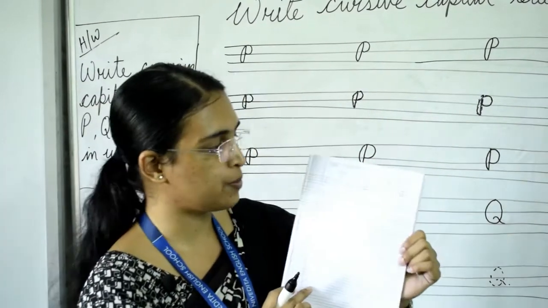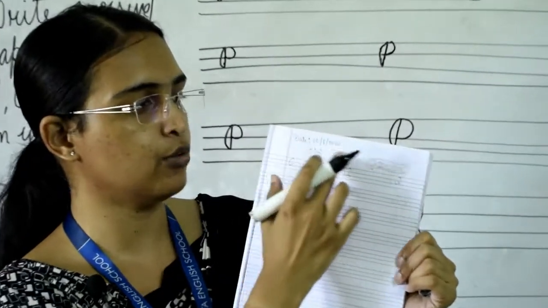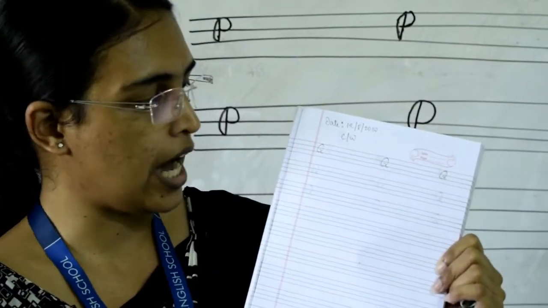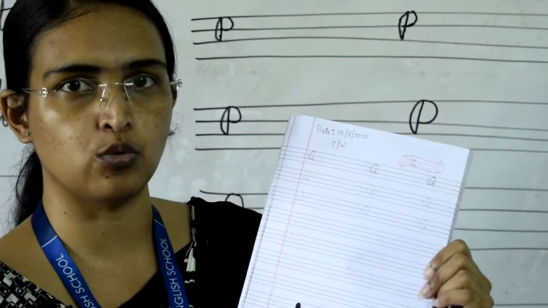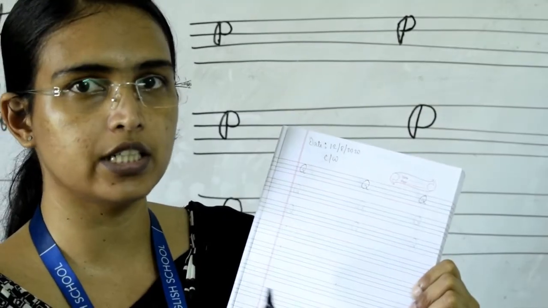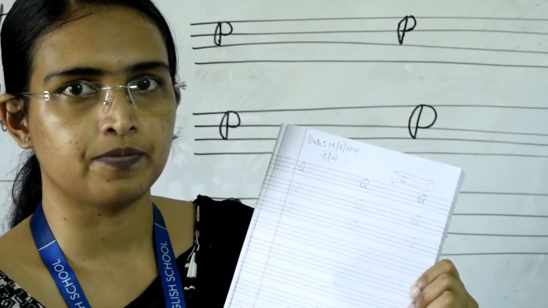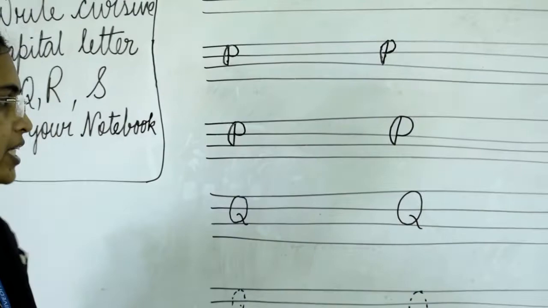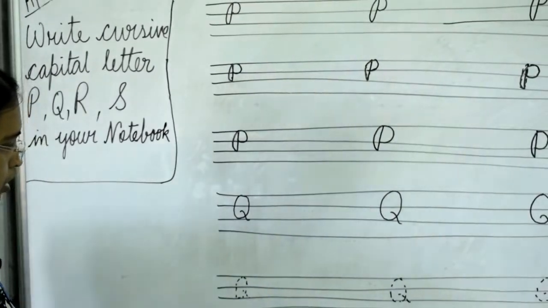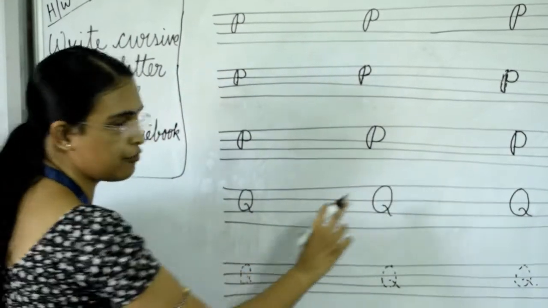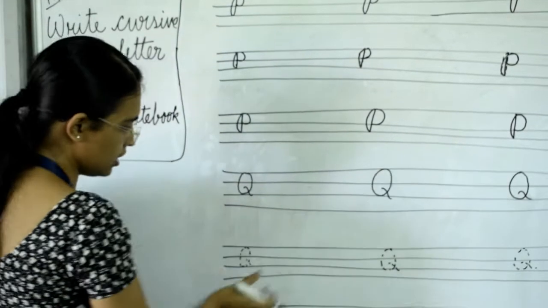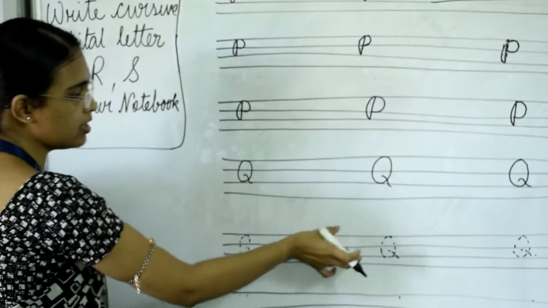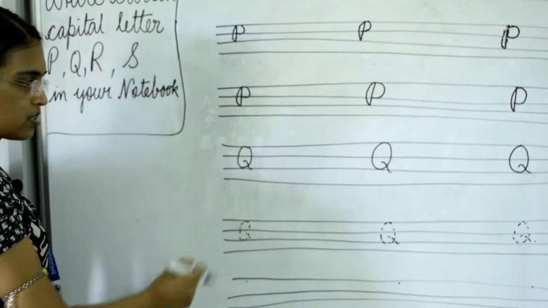Now come to the next page. In this page again you will write date and CW, and in this page we will write Q, cursive capital letter Q. Now how will you write cursive capital letter Q? First line your parents will write this line, then this line.